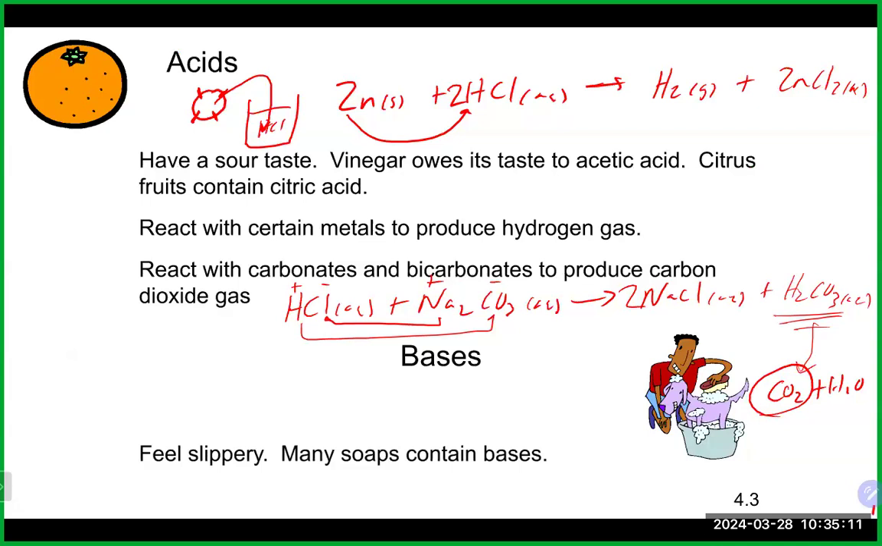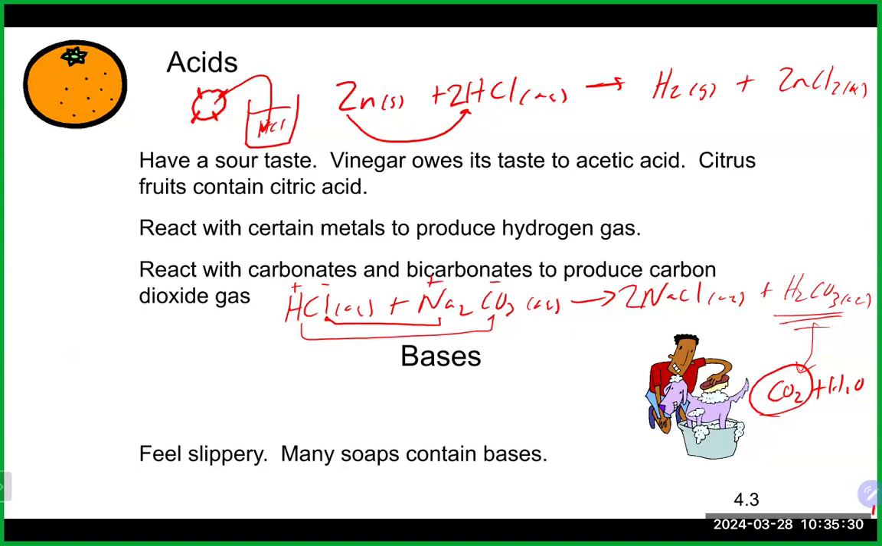Bases, on the other hand, they feel slippery. A lot of soaps are bases. Things like drain cleaners are bases. You could go to Home Depot and buy just straight sodium hydroxide to clean your drain, believe it or not. There's a lot of warnings on it, but you can use that to do that.